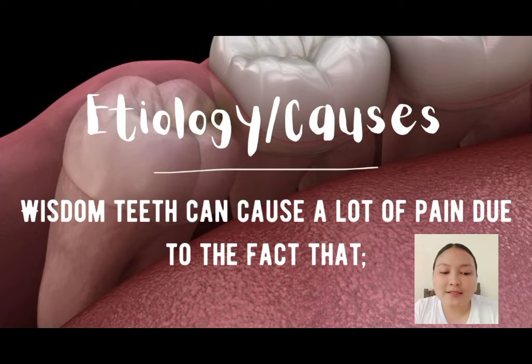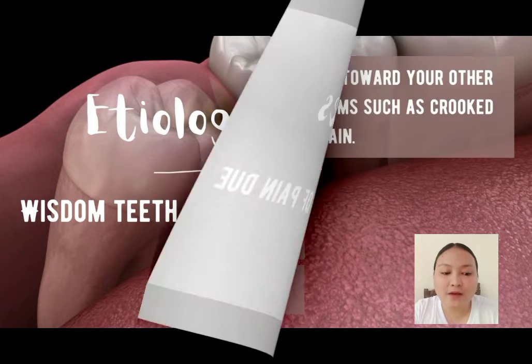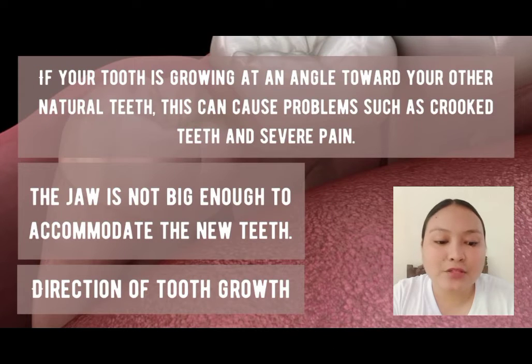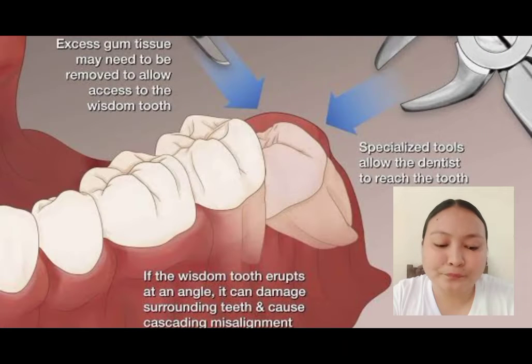So next is the etiology, or the causes. Wisdom teeth can cause a lot of pain if your tooth is growing at an angle towards your other natural teeth. This can cause problems such as crooked teeth and severe pain. Another cause is that the jaw is not big enough to accommodate the new teeth and the direction of tooth growth.